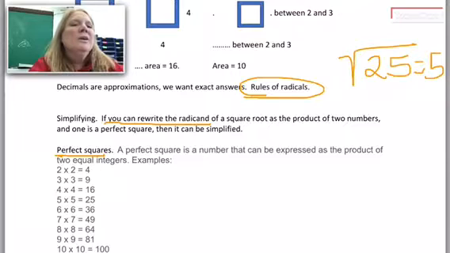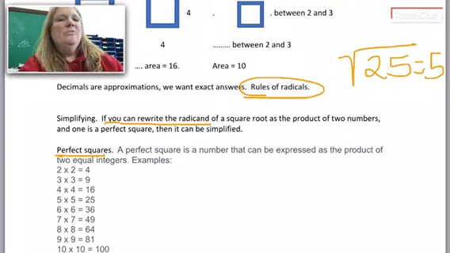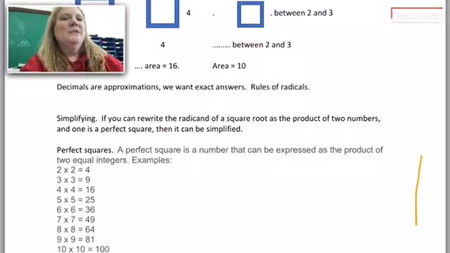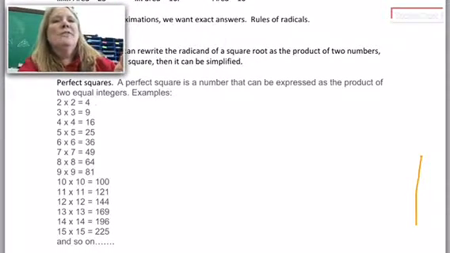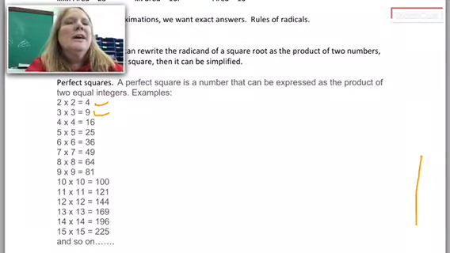But if you can rewrite the radicand of a square root as the product of two numbers where one of them is a perfect square, then it can be simplified. So what are perfect squares? Perfect squares are numbers that can be expressed as the product of two equal integers. What do we mean by that? Well, if you take 2 times 2 and multiply it, you get 4. So 4 is a perfect square. 3 times 3 is 9, so 9 is a perfect square, and so on.